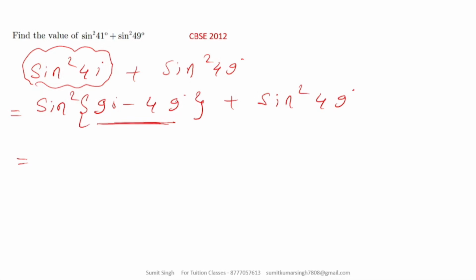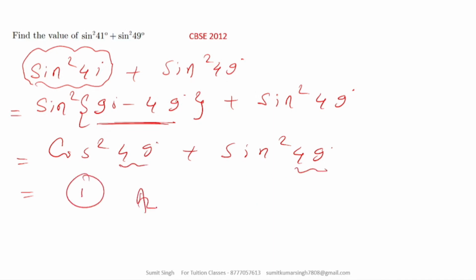Now, sin square (90 degrees minus 49 degrees) will be equal to cos square 49 degrees. The next term is the same, sin square 49 degrees. Basically this is the formula cos square theta plus sin square theta, because here we have the same theta, so its value will be 1. In this way, sin square 41 degrees plus sin square 49 degrees is equal to 1.